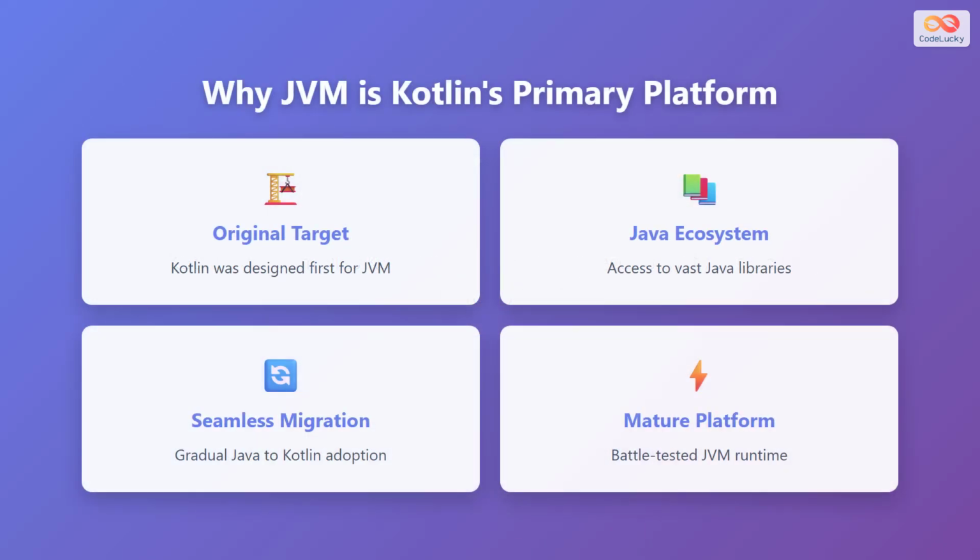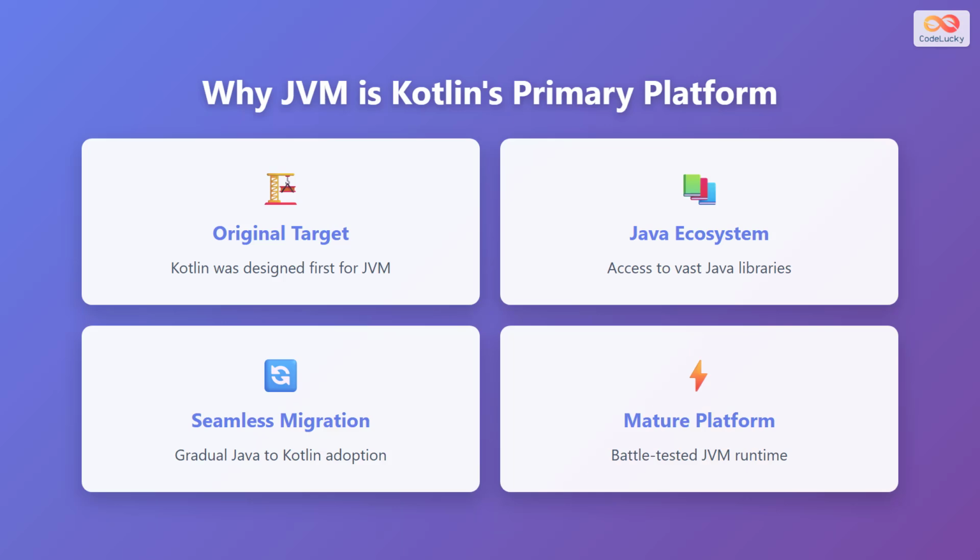There are several compelling reasons why the JVM remains Kotlin's primary and most important platform. First, Kotlin was originally designed with the JVM as its first target platform. JetBrains, the creators of Kotlin, built the language specifically to address pain points in Java development while maintaining full compatibility with the JVM ecosystem. Second, targeting the JVM provides immediate access to the vast Java ecosystem, including millions of mature, battle-tested libraries and frameworks.